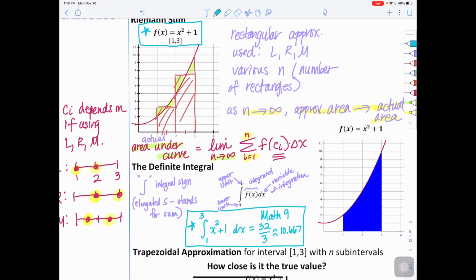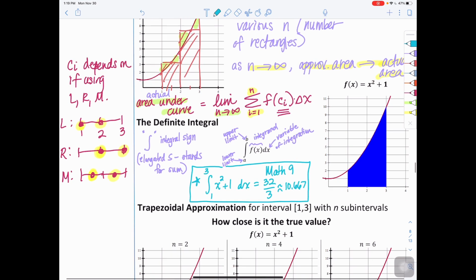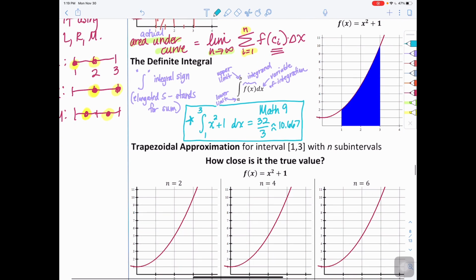So we were getting pretty close with our previous estimates. You could go back and look at those values that we got, and you could see how close we were. Either we were an overestimate or an underestimate. Now, let's present the trapezoidal approximation.